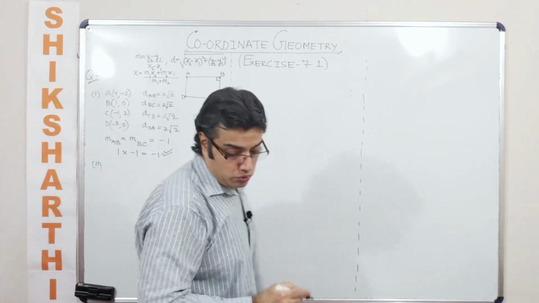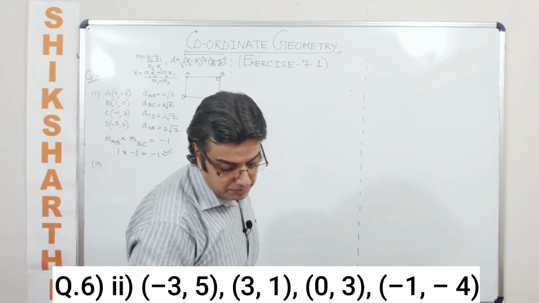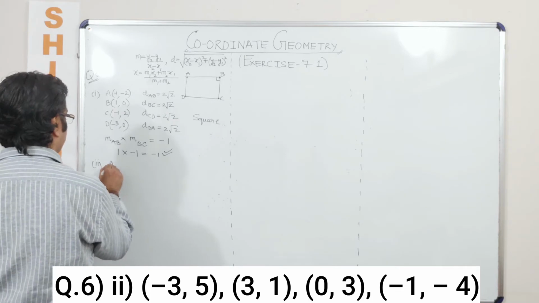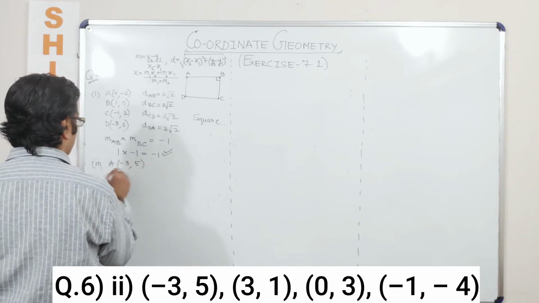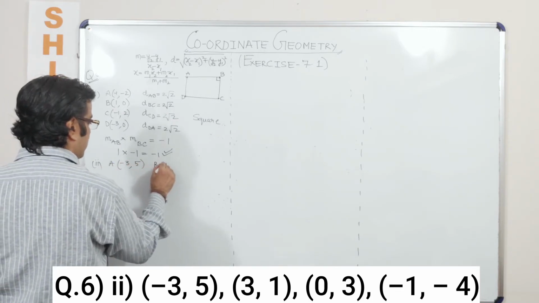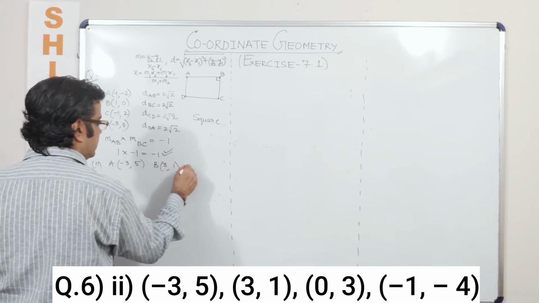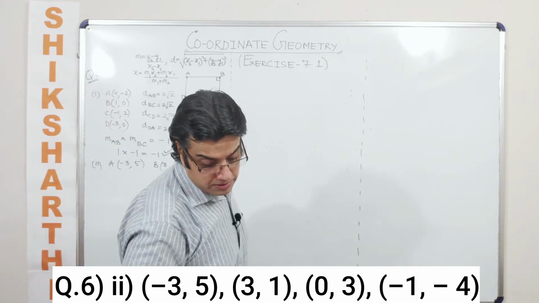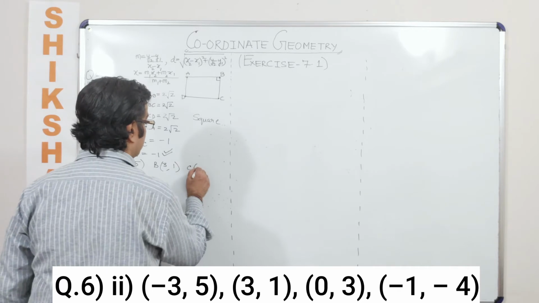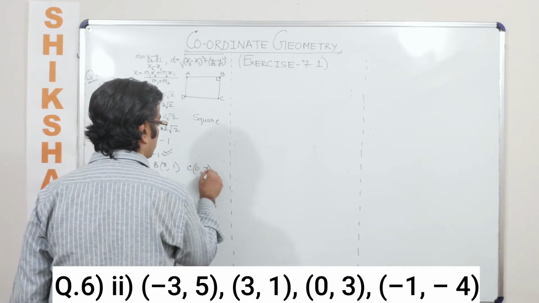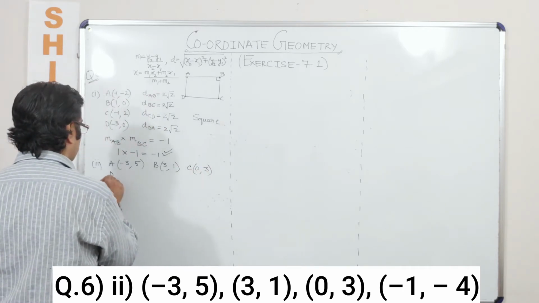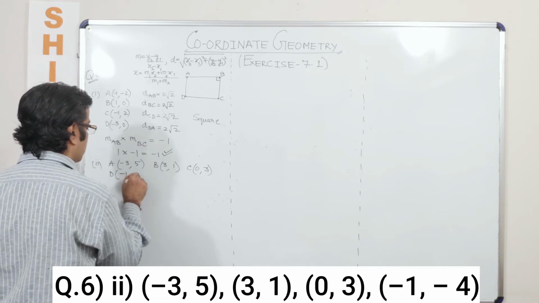Talking about subpart 2. Now subpart 2, the coordinates are A: minus 3 comma 5, coordinate B: 3 comma 1, coordinate C: 0 comma 3, coordinate D: minus 1 comma minus 4.